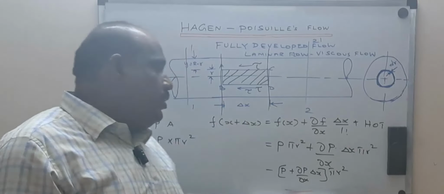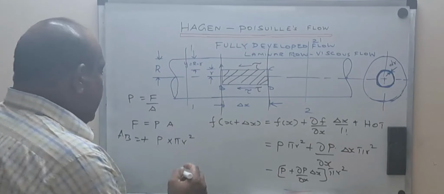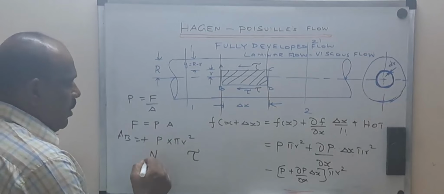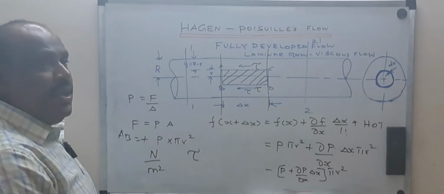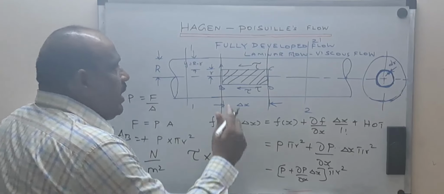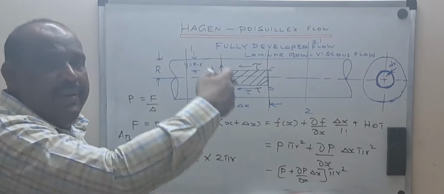So now we want to know that force. So what is the force? It is nothing but shear stress. Shear stress has a unit of Newton per meter squared. But I want only the force, so multiply by area. So what is the area? It is 2 pi r. Why 2 pi r? It is nothing but the perimeter of this element.